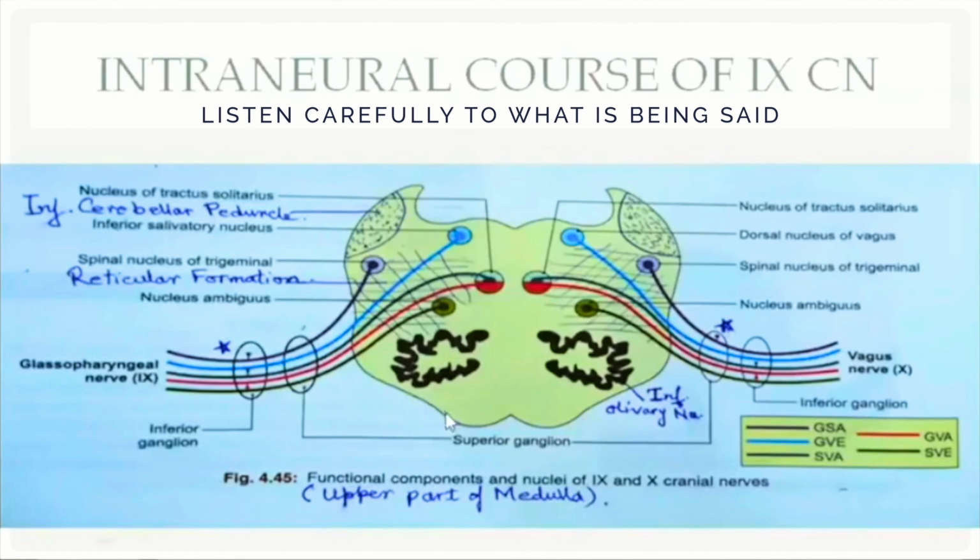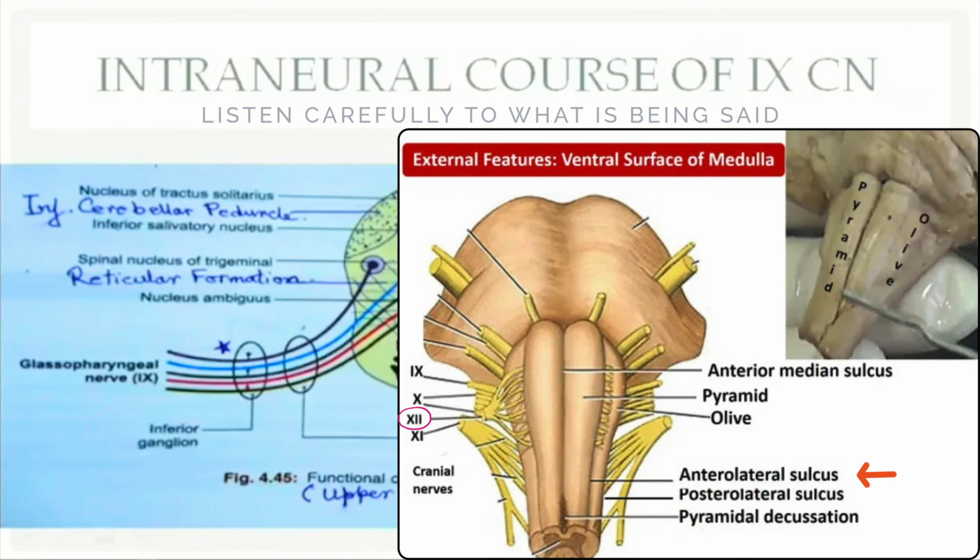So here, the area you're seeing is the pyramid and olive. In between pyramid and olive, there will be the anterolateral sulcus extending down. The anterolateral sulcus will be more prominent in the middle and lower portion of the medulla, and from there the 12th cranial nerve will arise, because that is a pure motor nerve for the muscles of the tongue.